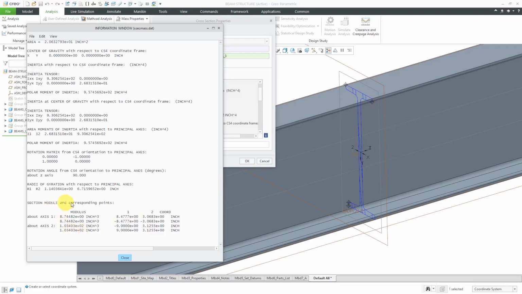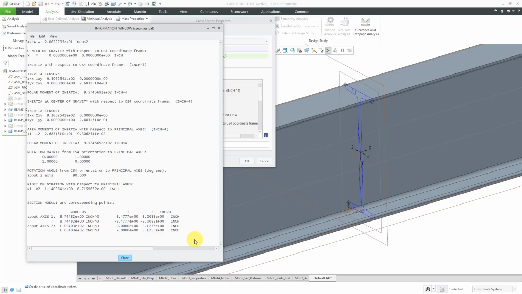Then for the section modulus about axis 2 over here, it's using a point at -9 and +3. I'm guessing that that is, let's see, this location over here. And the other location that it's using for the section modulus is +9 and +3, which is this lower point over here. That's how it's giving you the section moduli at these 4 different points, which you can see with those little target symbols located in here.